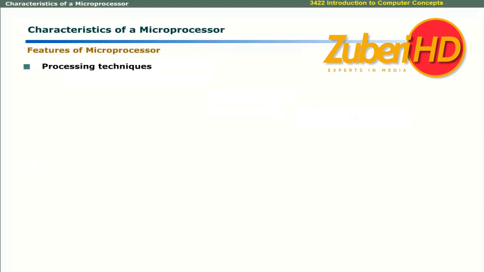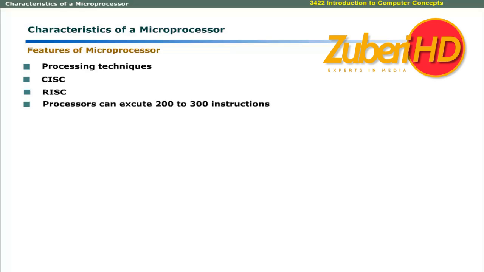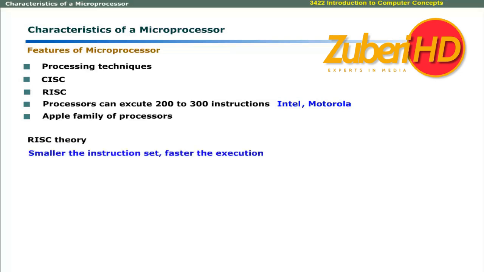Two processing techniques greatly affect the speed of a processor. These are CISC and RISC. CISC-based processors can execute 200 to 300 instructions. Intel and Motorola processors are CISC-based. Apple family of processors are RISC-based. The RISC theory states that if the instruction set is kept small, each instruction will execute in less time.